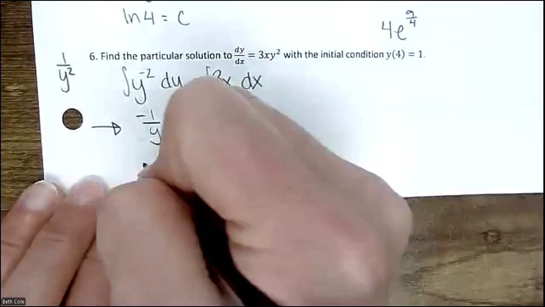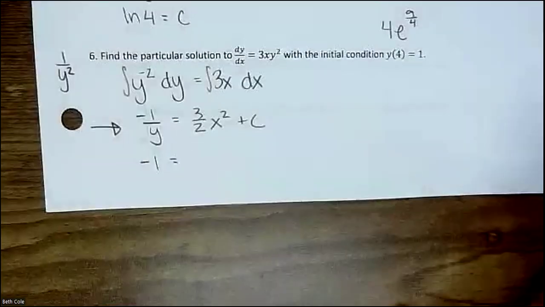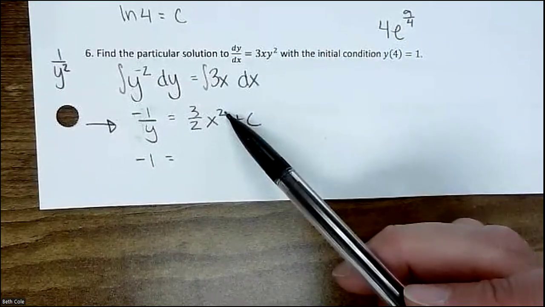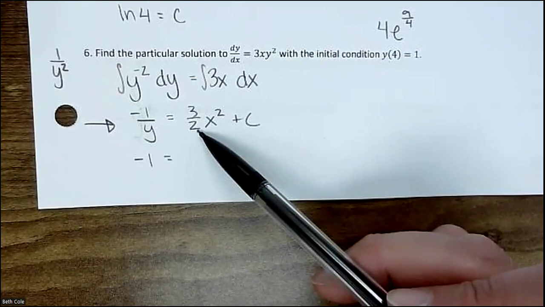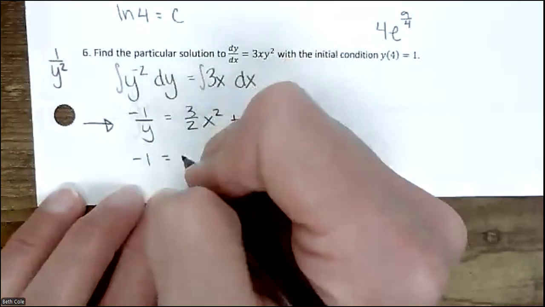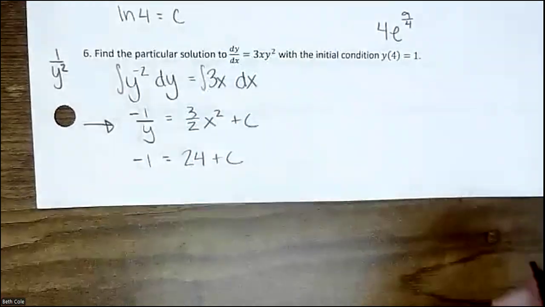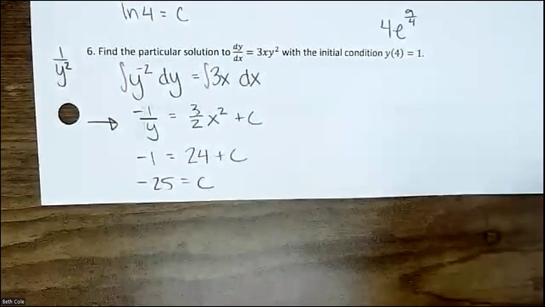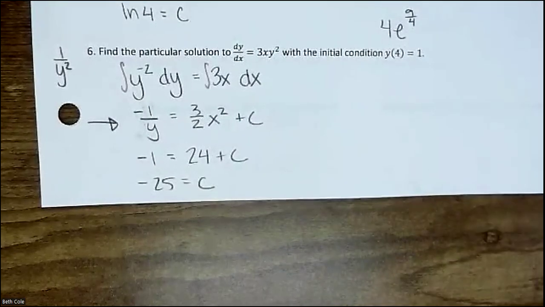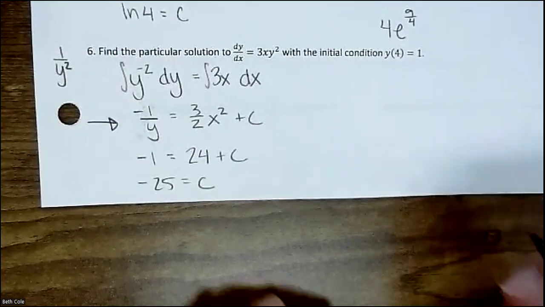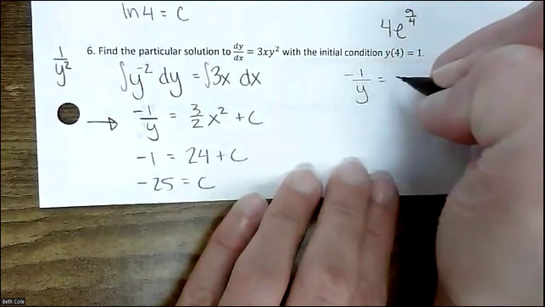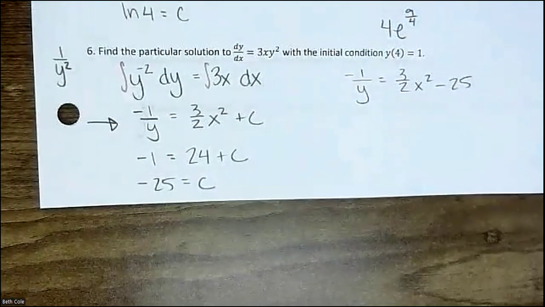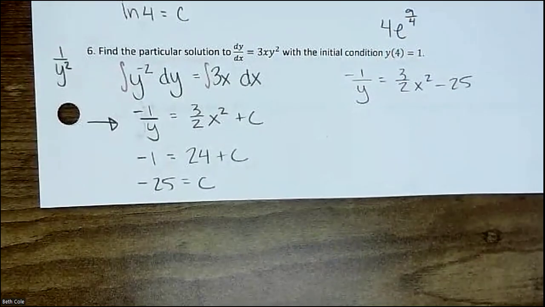If you plug in 1 for y, this is just going to be -1. If you plug in 4 for x, all right, 4 squared, 16 divided by 2, 8 times 3 is 24. So C is -25. We're going to recopy the step where I put the arrow, like literally just recopy it, but put a -25.